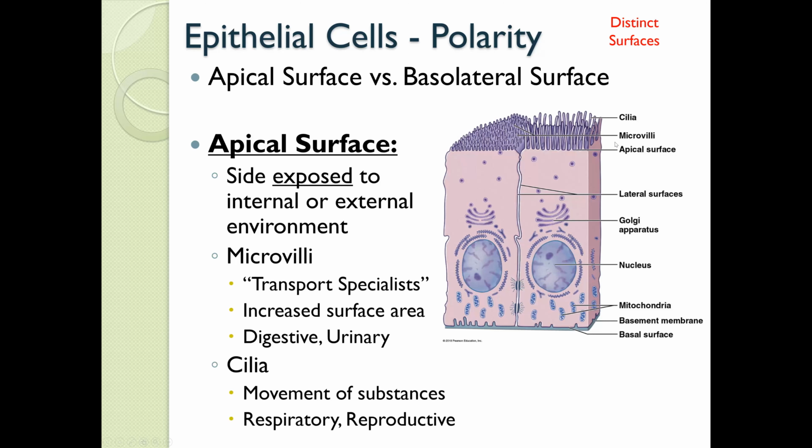Cilia was also discussed in chapter 3. Some epithelial cells will have cilia on their apical surface. These are cells that are going to be responsible for moving substances around. For example, in the respiratory tract, you will find epithelial cells with cilia that help to move mucus. And in the reproductive tracts, you will find cilia in males to help move sperm, and in females to help move the egg.